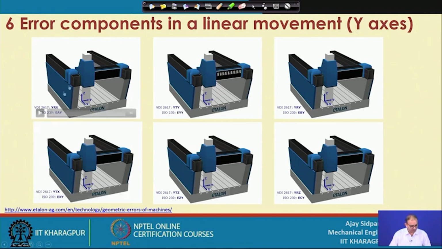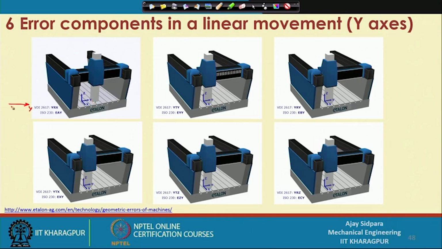So, first one is this one. Now, you can see that it is moving, but it is tilting around the x axis. So, now if you see this thing, so this is the coordinate system. So, this one is the y axis, this one is the x axis and perpendicular to both, that is in vertical, this one is the z axis and your spindle is in this direction, correct.